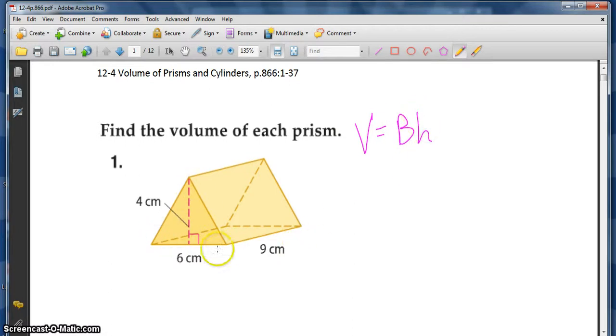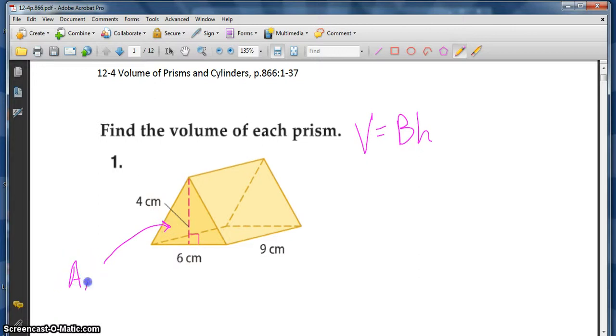Since this is a triangular prism, and the way that we know that our base is a triangle is because we have exactly two congruent parallel triangles here. So just because it's sitting on this side doesn't mean that that is the base, because there is not a congruent parallel plane to this plane. So the area of our base would be a triangle.